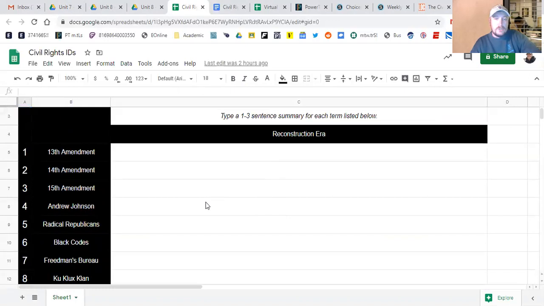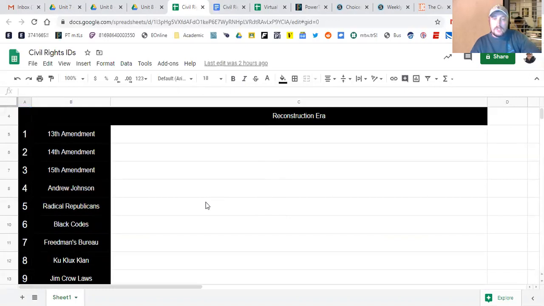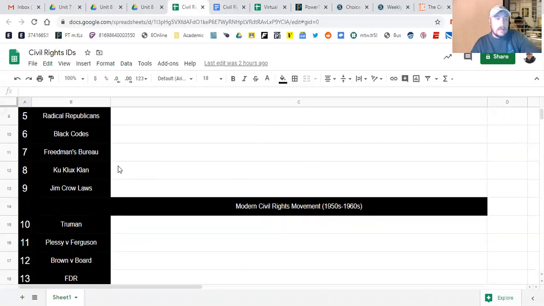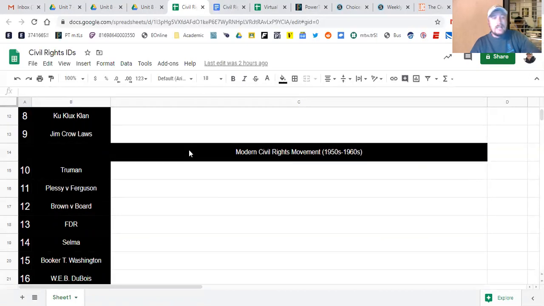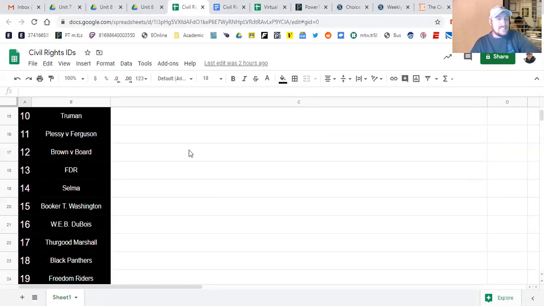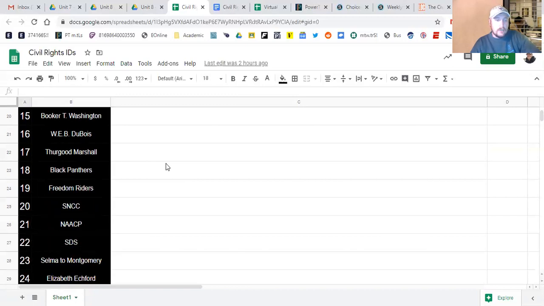All right, so let me take you through the spreadsheet. You can see I've listed out the terms on the left-hand side, and I've also identified the different eras in which they fall. So we have Reconstruction right after the Civil War. Technically, up to 1877 is when they usually say Reconstruction came to an end, but obviously we've talked about the long-lasting impacts of that. The modern civil rights movement, 1950s and 60s. I have some people in there that are much earlier than that: Booker T. Washington, W.E.B. Du Bois. These were very big names in the early civil rights movement of the early 1900s, 1910s, 1920s. So just understand that there are a couple of outliers.